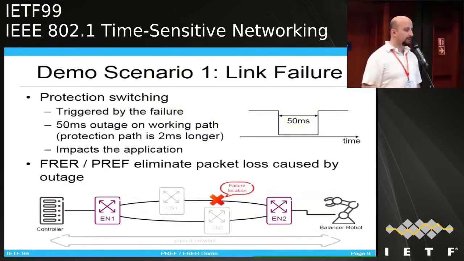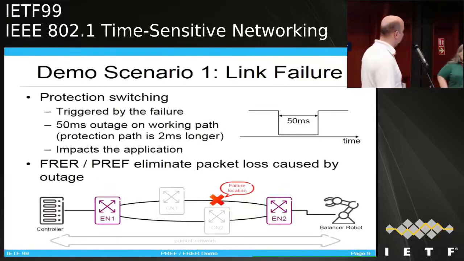The first scenario is when we have a link failure. If we use a protection switching mechanism with the working tunnel, protection tunnel scheme, then we can get 50 millisecond failover. There are many mechanisms for that, and the application will be impacted. When we turn on the replication and elimination, the packet loss is eliminated. So let's see. The first case is when the protection switching is on and the replication elimination is not.